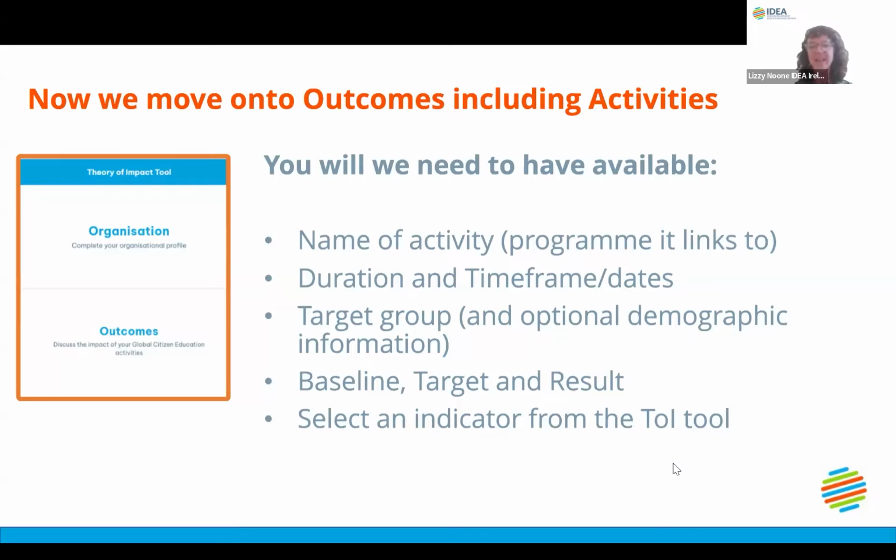And then you select an indicator from the theory of impact tool. Elaine will go through the indicators, but if we were to have a gazillion indicators with all different wording, we wouldn't really be able to show anything. So what we have done, and this was a big part of the work of the advisory group, is standardize a lot of indicators so that they're relevant to you and you can just pick one. So we've made it very easy for you to fill out this information.